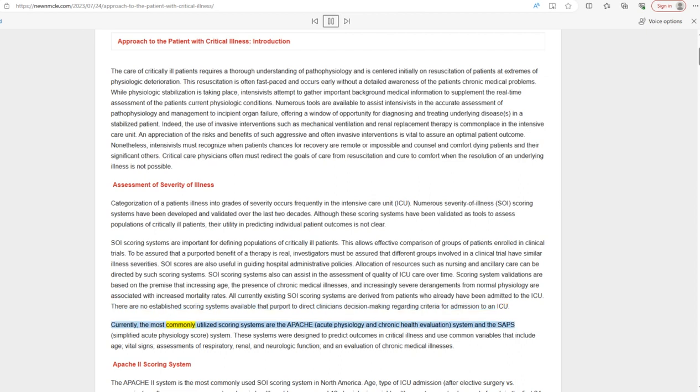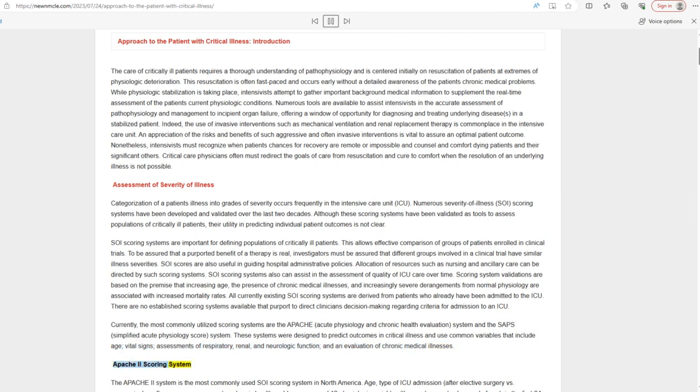Currently, the most commonly utilized scoring systems are the APACHE, Acute Physiology and Chronic Health Evaluation System, and the SAPS, Simplified Acute Physiology Score System. These systems were designed to predict outcomes in critical illness and use common variables that include age, vital signs, assessments of respiratory, renal, and neurologic function, and an evaluation of chronic medical illnesses.